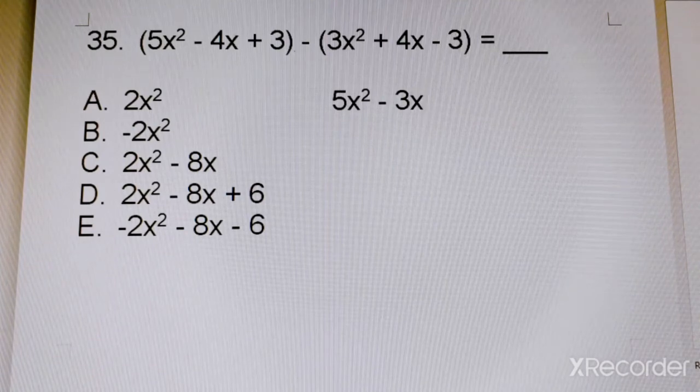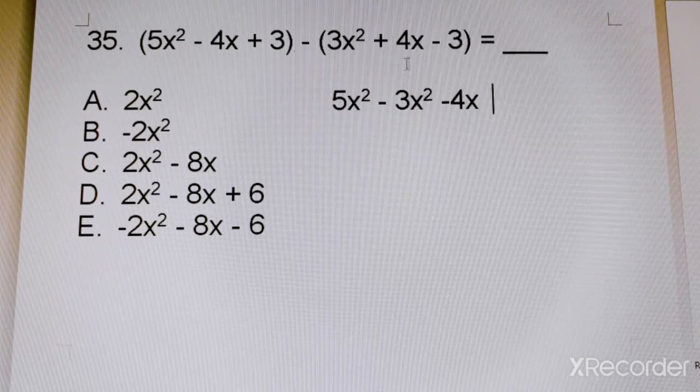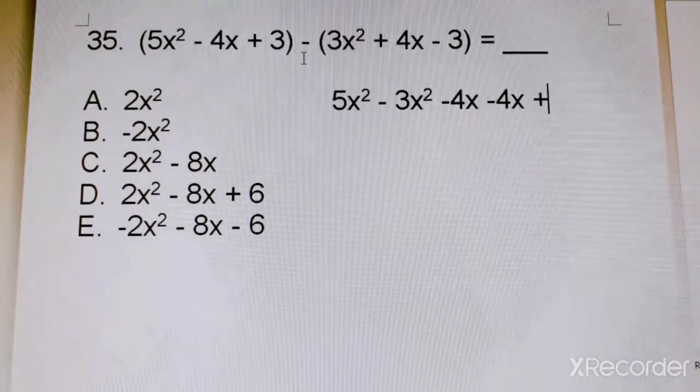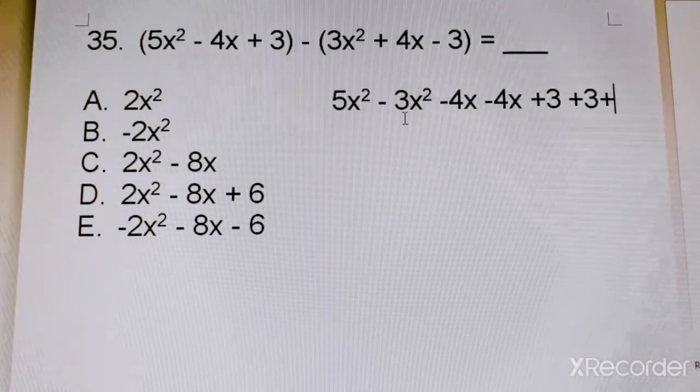So 3x squared. Then minus 4x, this one, 4x, minus, so minus and plus is minus, so still minus 4x. Then plus 3 minus this one, minus 3. So minus and minus, it's positive. So plus 3 equals.